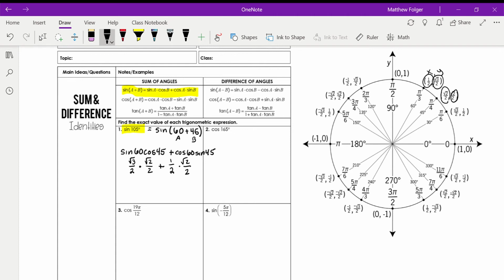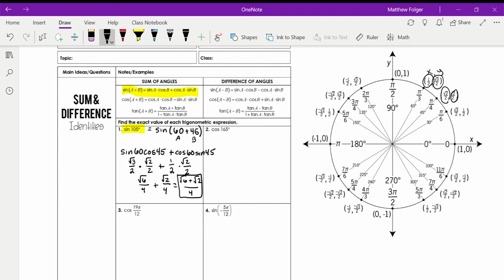At this point, it's just simplifying. If I multiply these, I get square root of 3 times square root of 2 is square root of 6, over 2 times 2 is 4, plus 1 times square root of 2 is square root of 2 over 4. And to add fractions, all you need is a common denominator, which I do have. So my answer here is square root of 6 plus square root of 2 all over 4. Now the answer is a little bit ugly, but that is the answer. That is the exact value of the sine of 105.